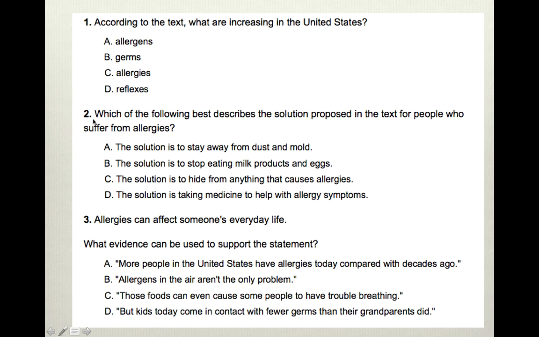Number 2, if I'm going too fast, you can pause the video. Which of the following best describes the solution proposed in the text for people who suffer from allergies? A, the solution is to stay away from dust and mold. B, the solution is to stop eating milk products and eggs. C, the solution is to hide from anything that causes allergies. Or D, the solution is taking medicine to help with allergy symptoms.